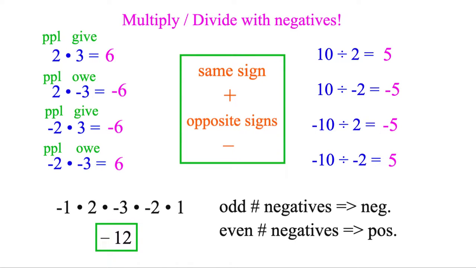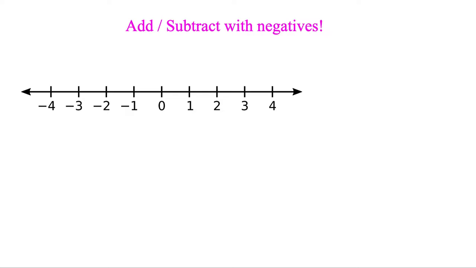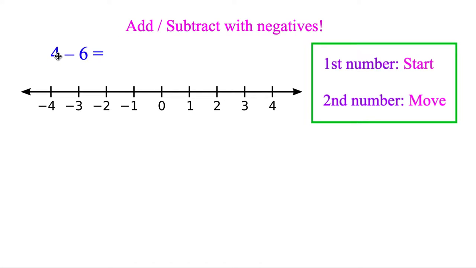Okay, so those ones not too bad, but let's look at the addition and subtraction. Let's say you start with 4 minus 6. Well, with addition or subtraction, the first number is always where you start on a number line. So we'll go ahead and start at 4. Then the second number is where you move. If it's negative, we're going to move to the left, 6. And wherever you end up, that's your final answer. So in this case, we wind up at negative 2, and that's it.